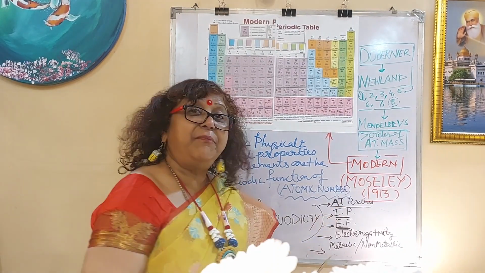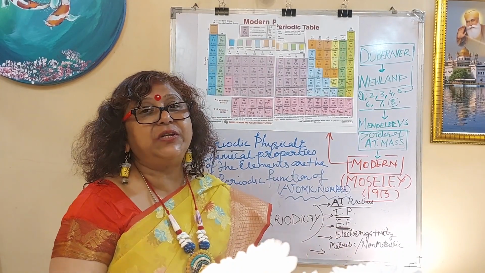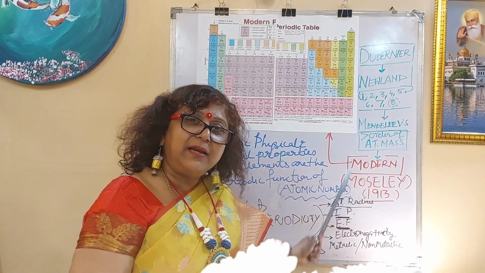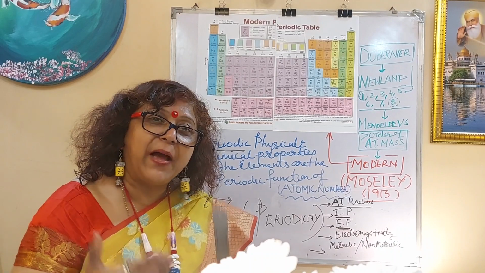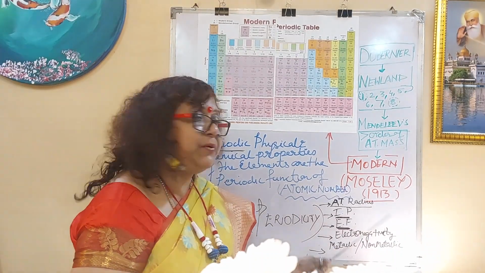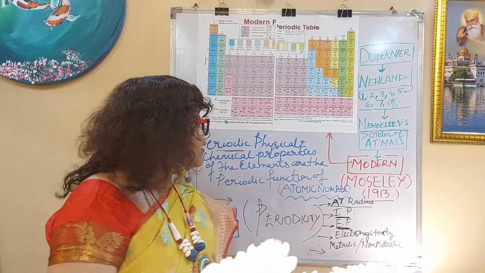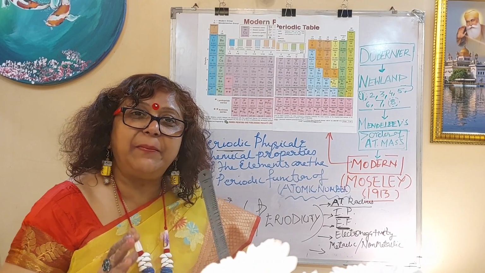That is Mendeleev, but limitations were there because the position of isotopes and the position of hydrogen were not clear. From here came a turning point in the course of the periodic table. Now, who was that pioneer scientist who gave his contribution here? He is known as the father of the modern periodic table, Henry Moseley. He is the basic founder of the periodic table.